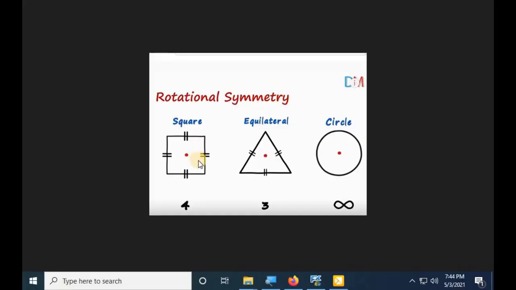So, rotational symmetry. Right here we've got a square. It's equal distance on all four sides. No matter which way I turn this square, if I put any one of the four sides down at the bottom, four times I'm going to end up with the same image. Here I've got an equilateral triangle. No matter which way I turn this triangle, put any of these sides on the bottom, I'm going to end up with three instances of perfect symmetry, the same image. That's what I mean by symmetry.